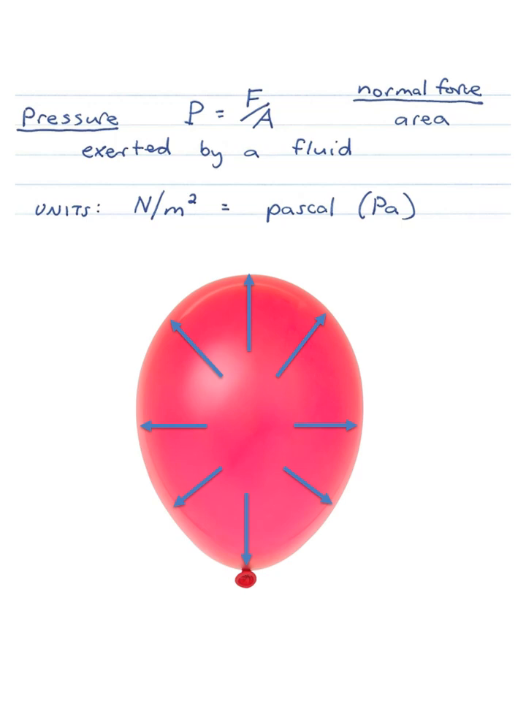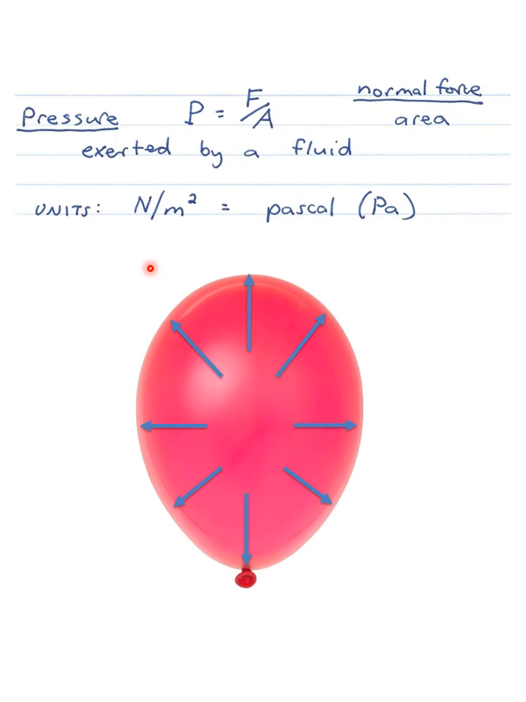Let's talk now about pressure. Pressure is defined as force divided by area, and that particularly means the normal force applied to a surface divided by the area over which the force is applied. In this chapter, we'll be talking about the pressure exerted by a fluid. However, a solid can exert a pressure as well.